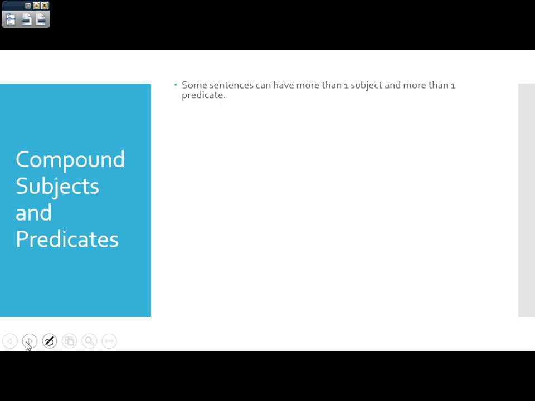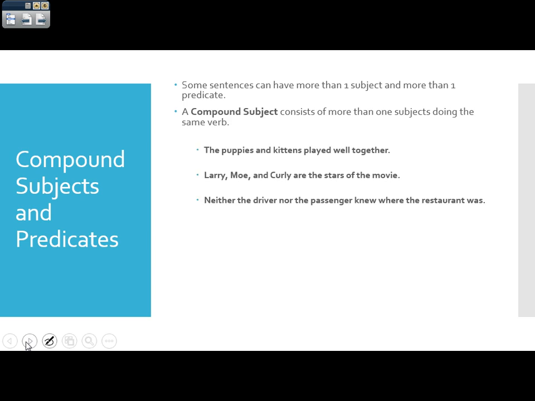Sometimes in a sentence you might have more than one subject or more than one predicate. In this case, it's called a compound subject or a compound predicate. A compound subject is going to have more than one subject doing the same verb. So the puppies and kittens played together. Both of those subjects played, same verb. So that's your compound subject and your predicate.